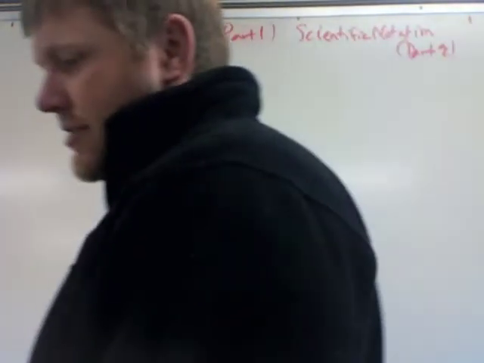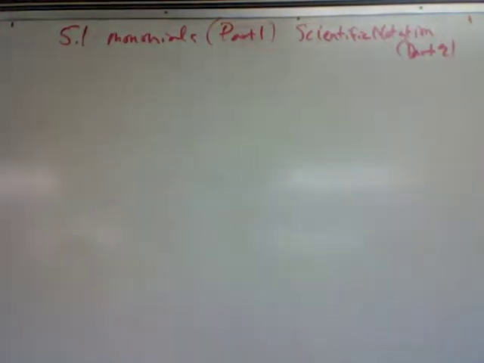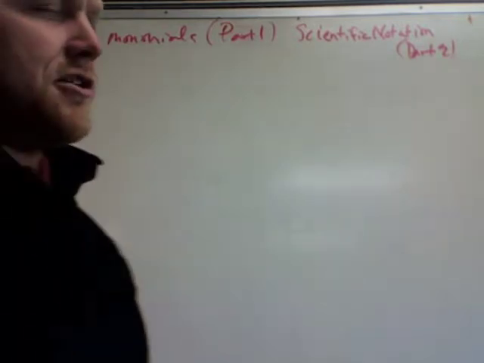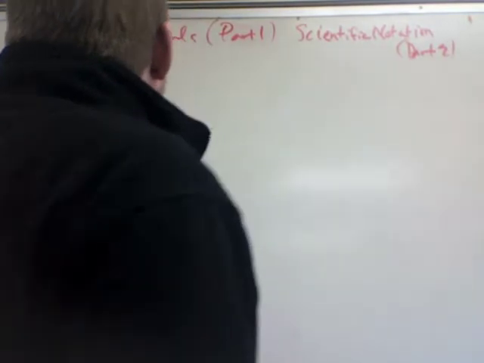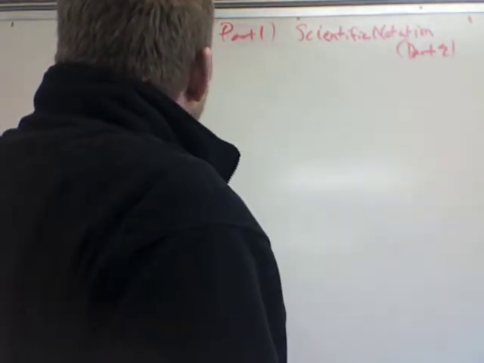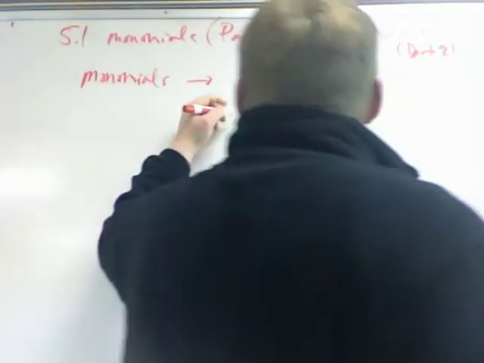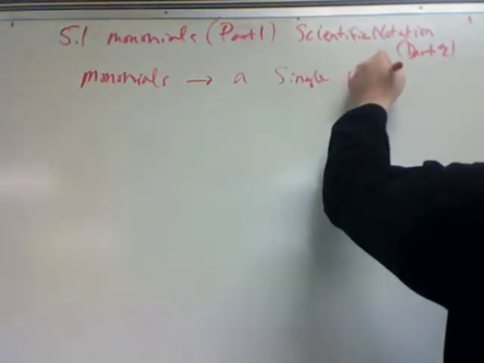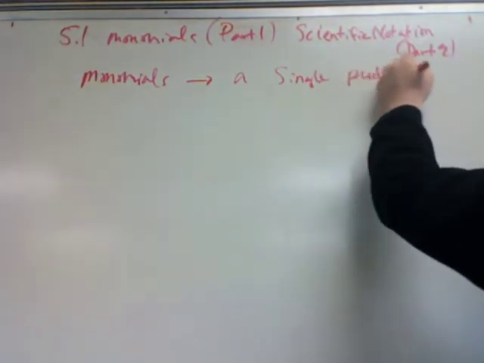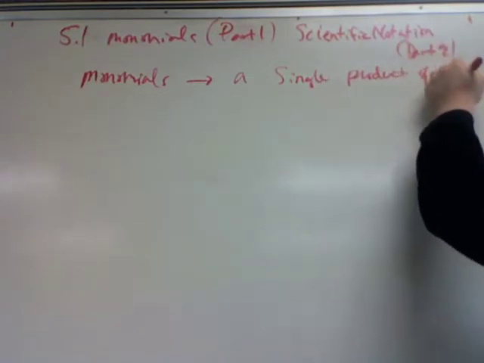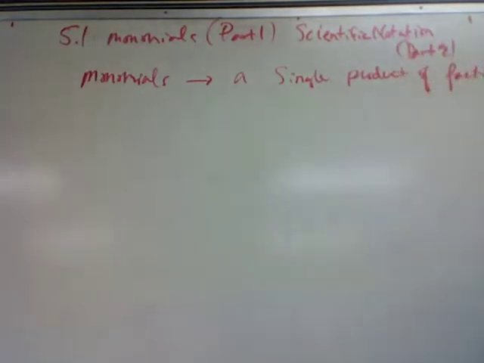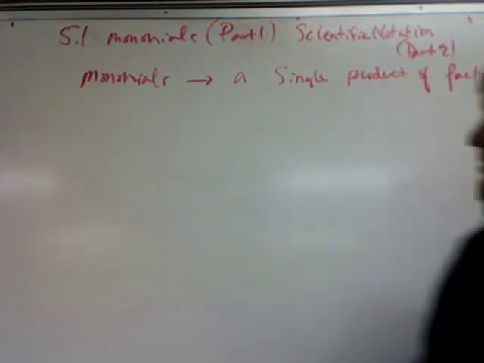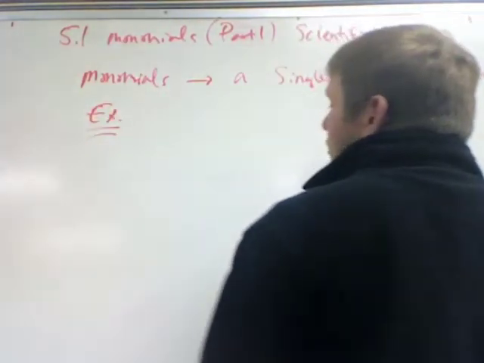Alright, so talking about monomials, the first thing we need is a definition. A monomial is a single term or a single product of variables and numbers. It's a single product of factors. So, for example, I'll give several examples here of monomials.